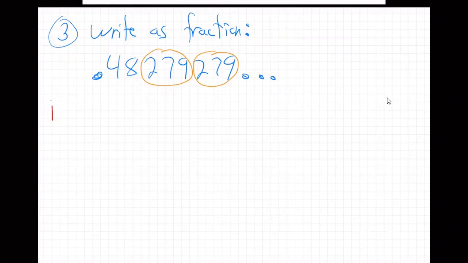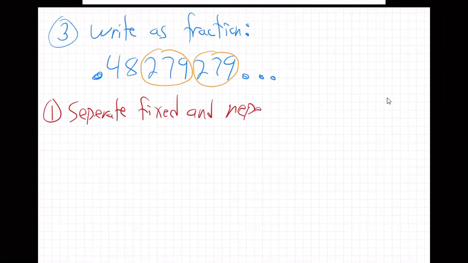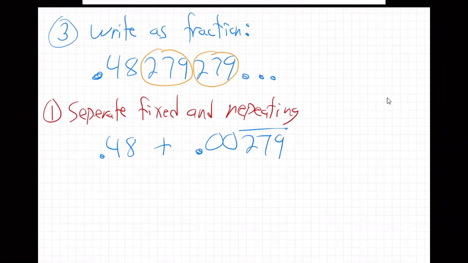So step number 1. Separate the fixed and repeating parts, right? So the fixed is the point, well here, let me back up a little bit. All right, so the fixed is the 0.48. And the repeating, careful here, you got to go 00279 bar, don't you? You got to have the zeros in the front because that way if you added those, it really would go back, right? Don't forget about the zeros.